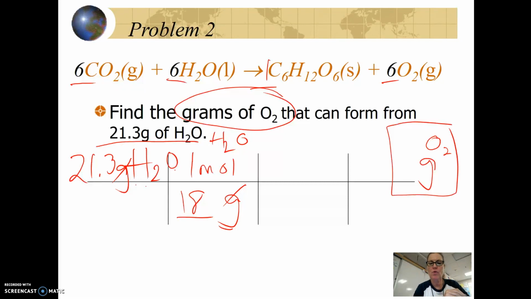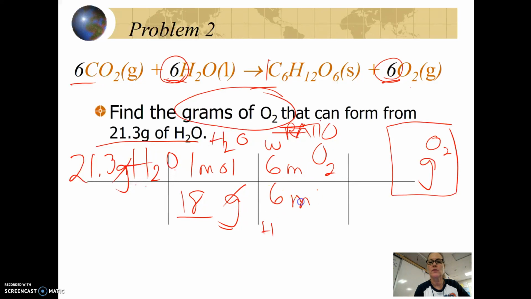I've converted to moles of water. Now I need to go, and this is going to be my mole ratio. So I want over have. All right, what do I want? Well, I circled what I was looking for. I need to get to O2. So over here for O2, my coefficient is 6, and over here for H2O, it's 6. So it's 6 moles of O2 and 6 moles of H2O. Why did I set it up that way? Because I have moles of H2O up here, and they're going to cancel. So now I've moved. That's what the ratio does for you guys.